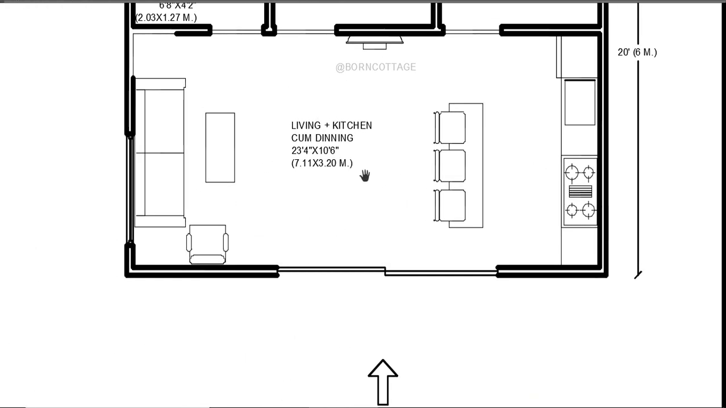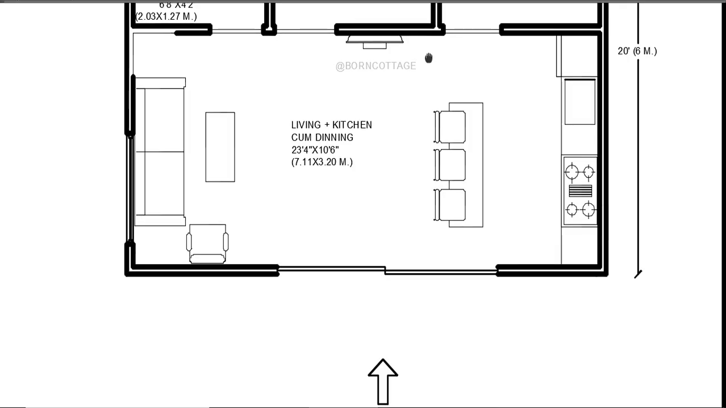So we have a living plus kitchen cum dining area. You can see here the sofa arrangement, tea table arrangement, chair arrangement, and also we have a dining counter with 3 chairs, and we have a kitchen cabinet with burner, sink and refrigerator arrangement. And after that we'll go inside.